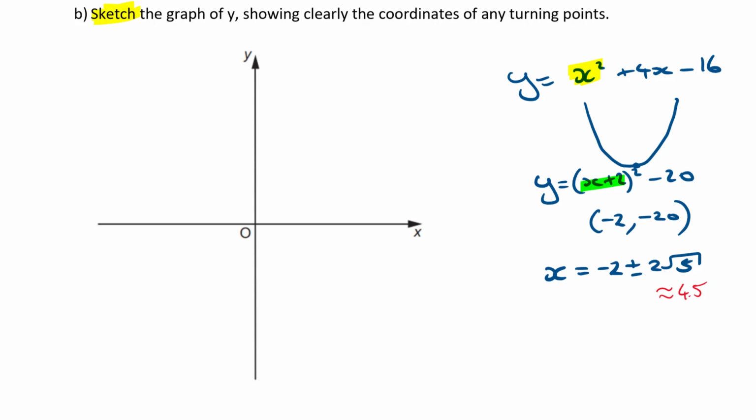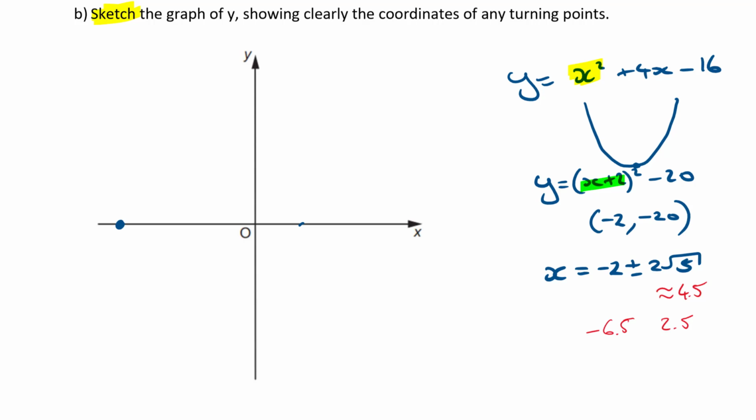So this graph is going to have roots at roundabout negative 2 subtract 4.5, which would be about minus 6.5, and negative 2 plus 4.5 would be 2.5, wouldn't it? Now these are just estimates, so I can get a sense of the size of my graph that I need to draw. So I'm going to have a root somewhere down here, about minus 6.5, just trying to work it out relative to each other.